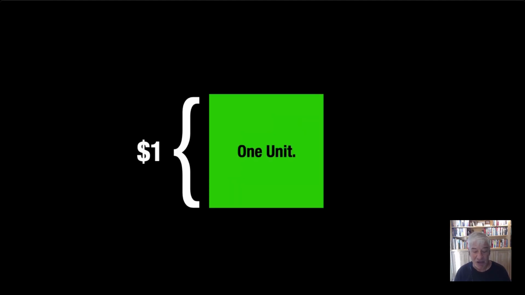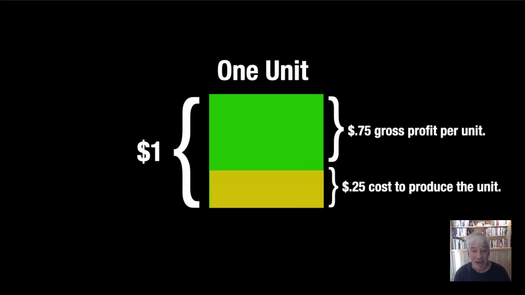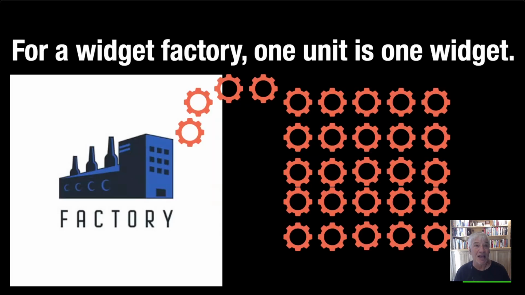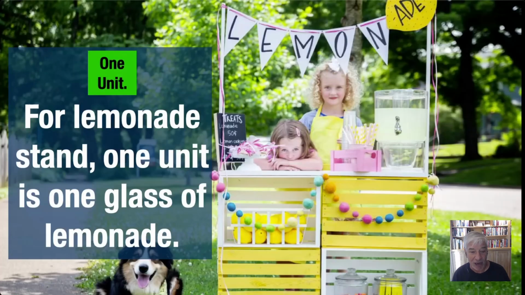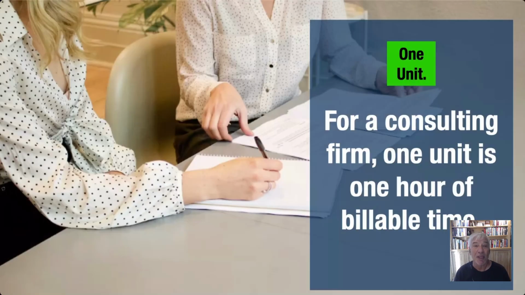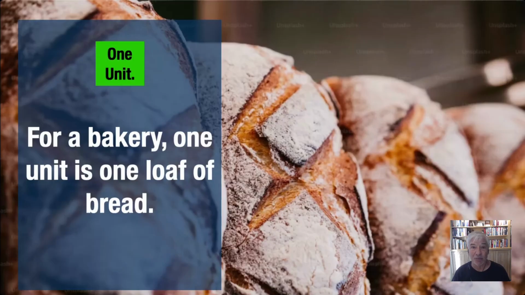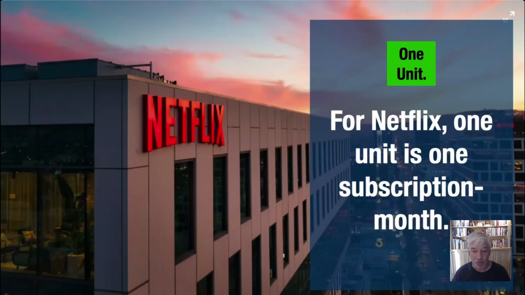Every venture of every kind distills down to this notion of unit economics. So, maybe we're a widget factory, we sell each widget for $1. Each widget costs us 25 cents to make, right? And so that is our unit economics for a widget factory. One widget is one unit for a widget factory. If we are a lemonade stand, then one unit is one glass of lemonade, right? If we're a consulting firm, then one unit is 1 hour of billable time. If we're a bakery, one unit is one average loaf of bread.